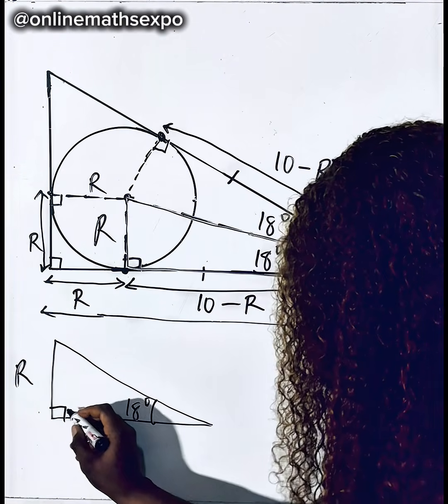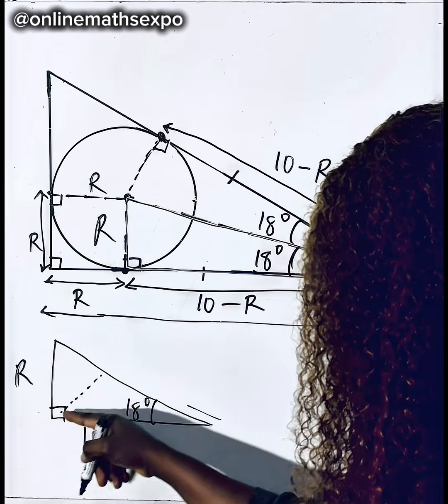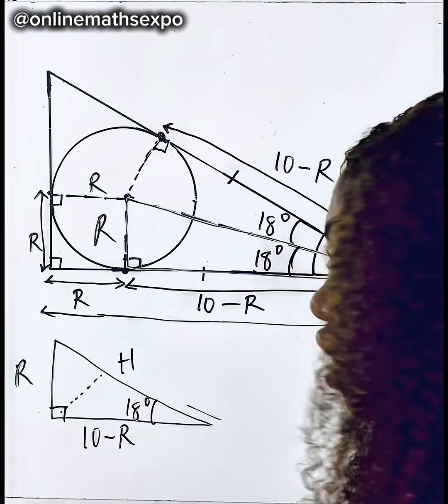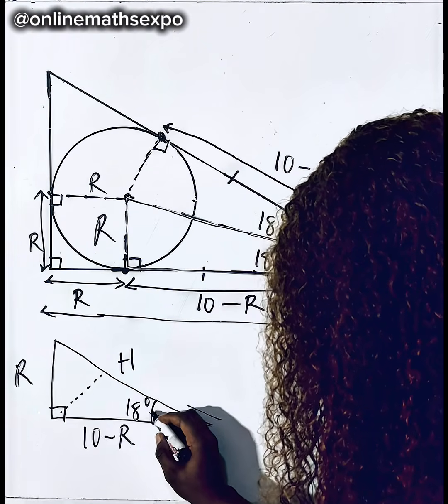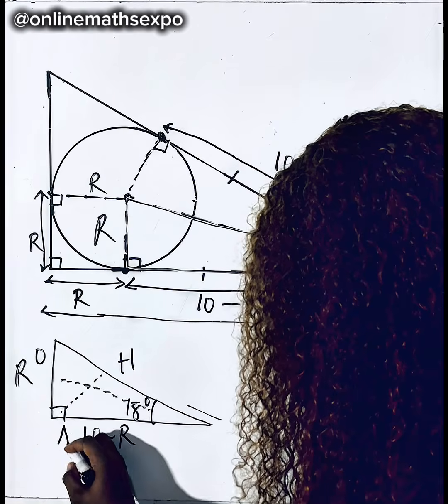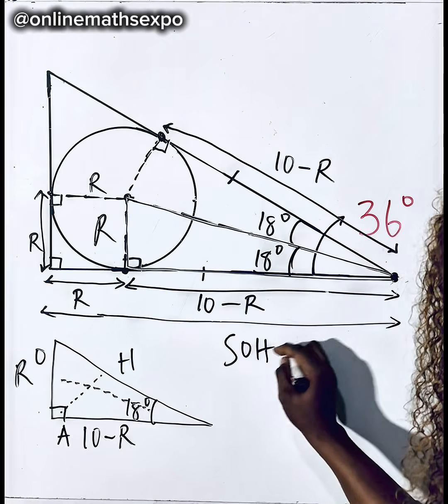This is the side that is opposite to the right angle, that is the hypotenuse side. The side that is opposite to the angle is the opposite side, and the remaining side is the adjacent side. So using your trig ratio, you are going to look at SOHCAHTOA.